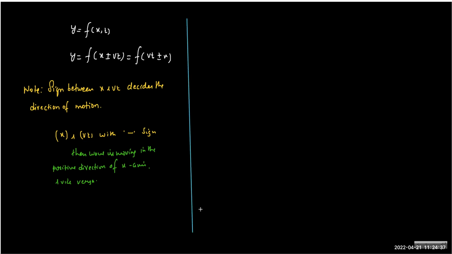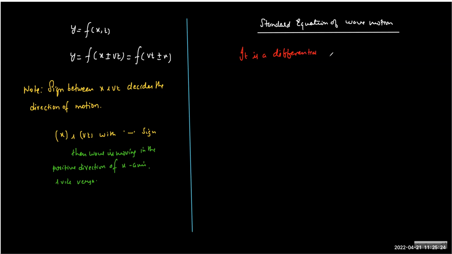Other thing which we need to understand is how to represent the standard equation of wave equation. So what do we mean by standard equation? Standard equation means no matter which wave we talk about, whether it's a traveling wave or any random wave, all will follow this differential equation. So basically it is a differential equation followed by every wave.